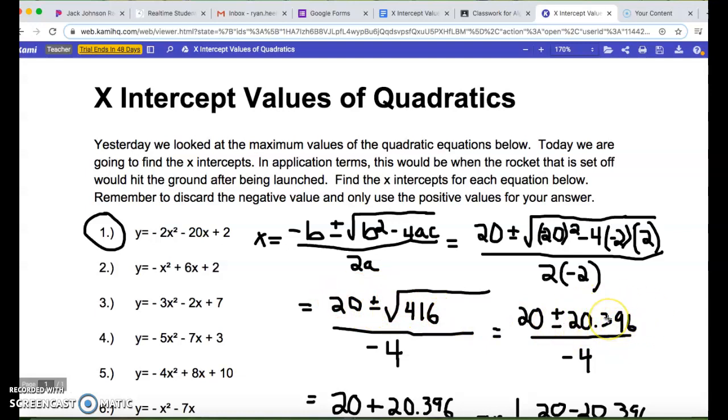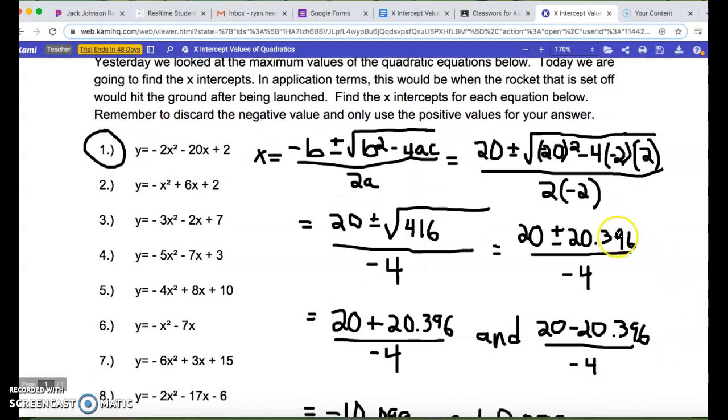Use your calculator for that, and you do want the decimals for these. We did some exact numbers in the past, but for time's sake, we want decimals because radicals really don't tell us much as far as time. All right, so when you find that decimal, you're going to get 20 plus or minus 20.396 over negative 4. You have to then split one with plus and one with minus. Remember, split that double sign.